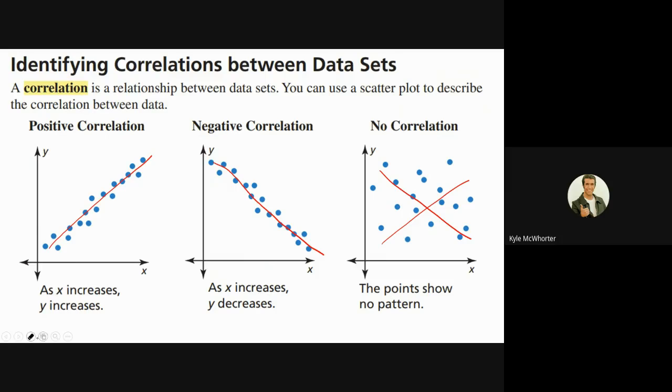Because if you look at this last graph, you can't say, oh, when the x values are low, so here's a low x value, but that has a medium kind of y value and some high y values. But here are some high x values, but you got low y values and high y values there. So there's not really a pattern, so we would say no correlation.